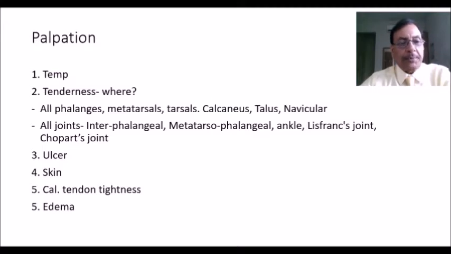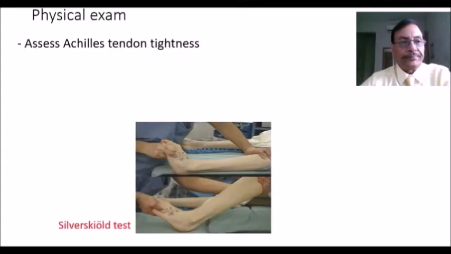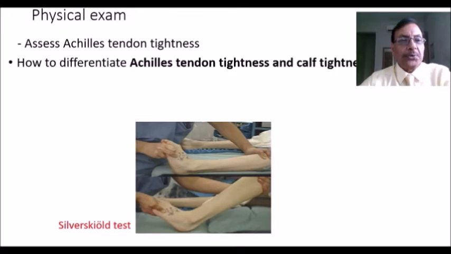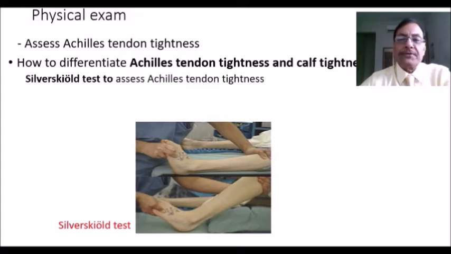The ulcer is to be palpated, skin surrounding is to be palpated, calcaneal tendon tightness is to be palpated, and palpation is also done for surrounding edema. How to assess this Achilles tendon tightness? When there is a tightness, there is some confusion. Is it due to the tightness of Achilles tendon itself, or is the gastrocnemius muscle itself tight? So, how to differentiate Achilles tendon tightness from the calf muscle tightness?